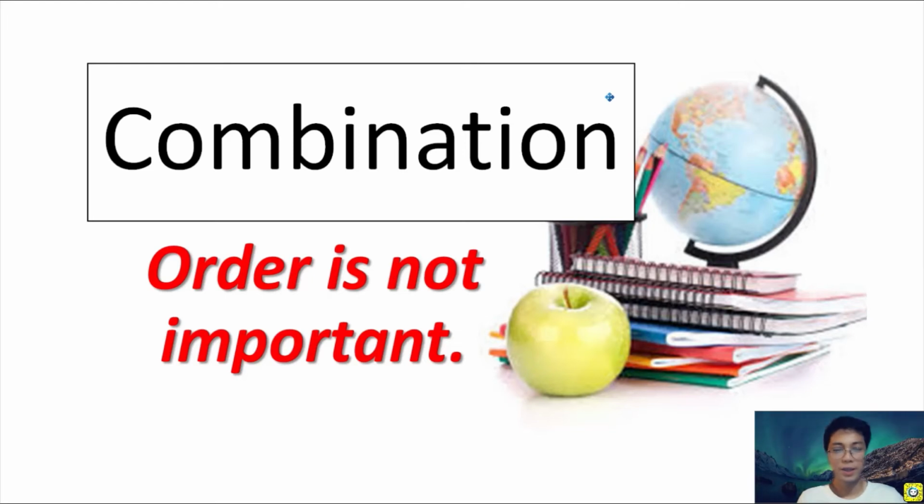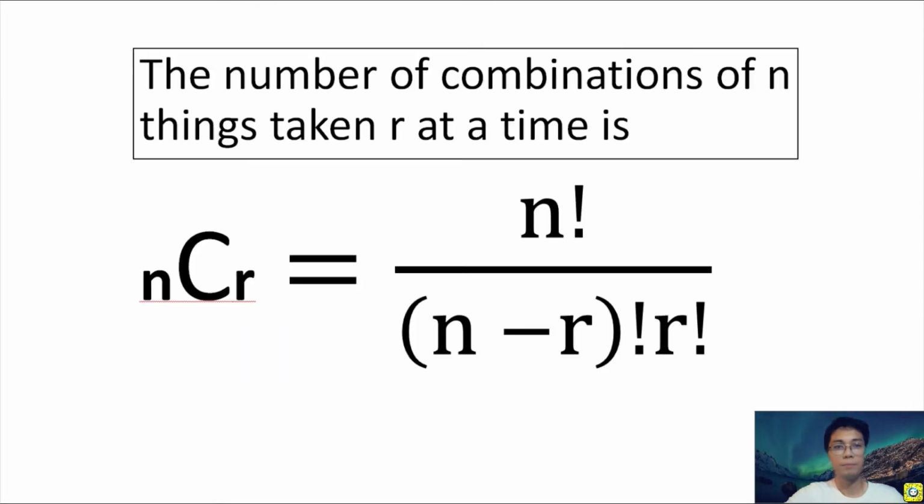Welcome back to my channel, and let's continue our discussion about combination, particularly problem solving involving combination. Again, in combination, order or arrangement is not important. The number of combinations of n things taken r at a time is given by the formula n chosen r equals n factorial over quantity n minus r factorial times r factorial. Now this time, i-level up natin yung mga problems na isosolve natin involving combination.